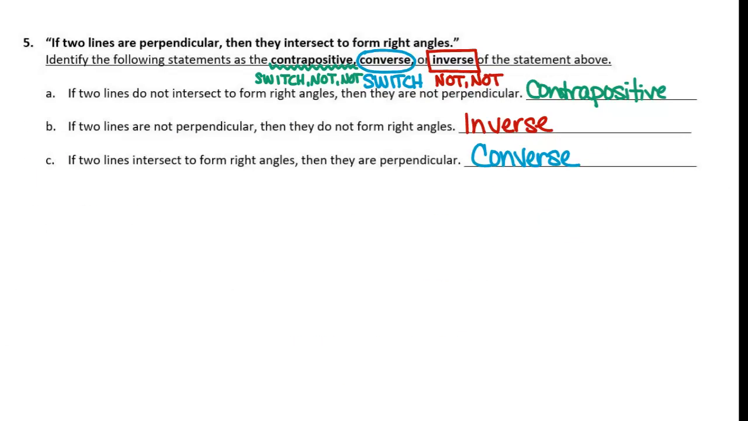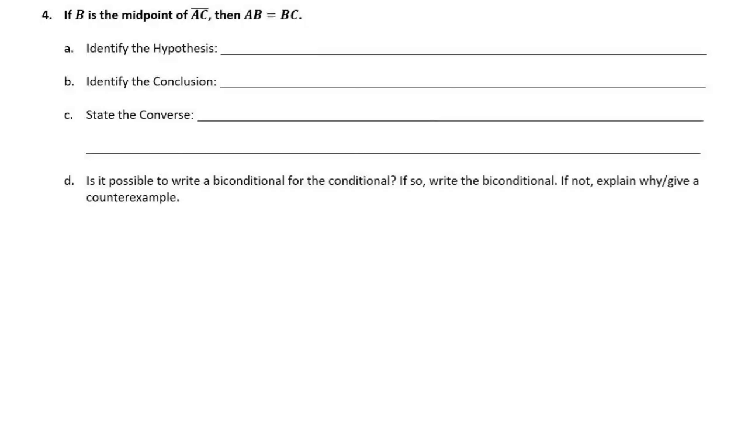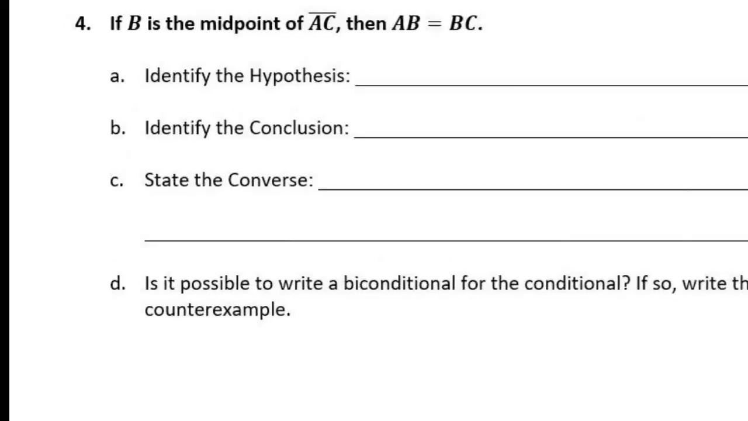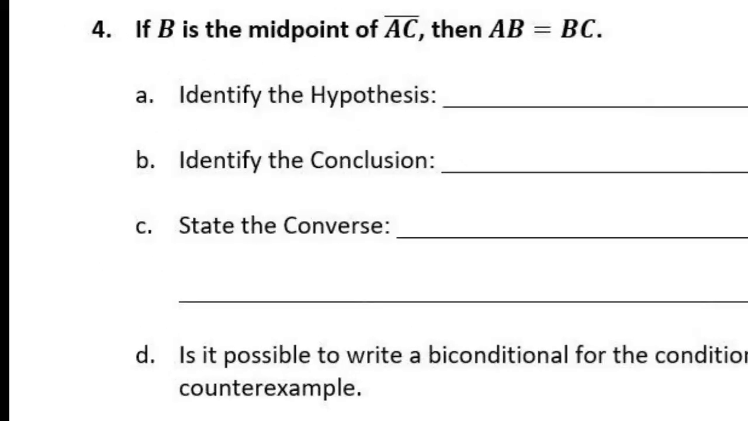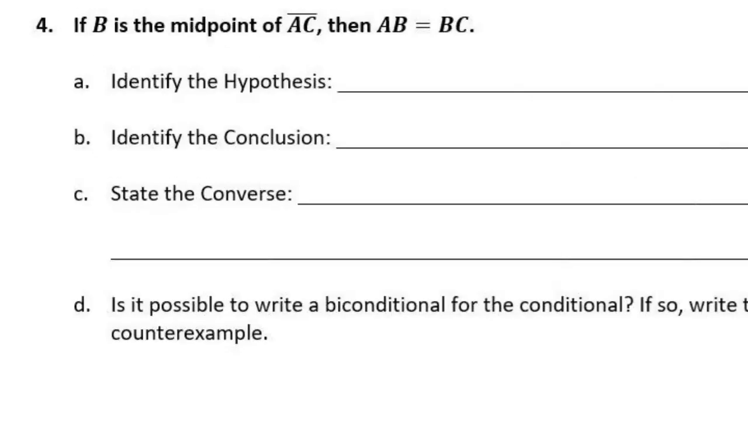What else would you guys like to see from the review? Number 4? Is that what you said, Andrea? Okay, I wasn't sure if I had heard the same thing from somebody else. Number 4, so let's go back one. Front page. If B is the midpoint of segment AC, then the length of segment AB equals the length of segment BC. We need to identify the hypothesis and the conclusion. Then we're going to write the inverse, and we're going to determine whether or not it's possible to write a biconditional statement.